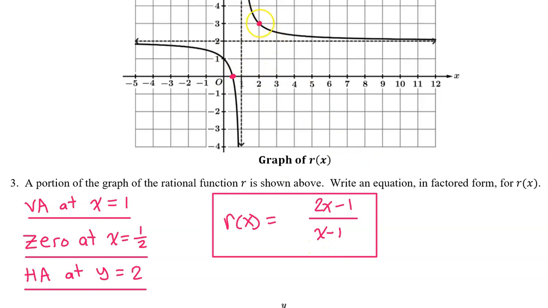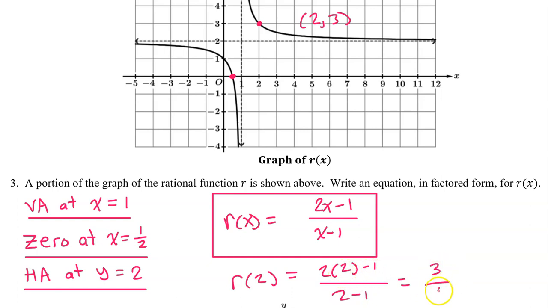Just for fun, I checked a couple other key points. For example, we have the point (2, 3) right here. If we plug in 2 for x, do we get 3 for y? Well, let's see. r of 2 would be 2 times 2 minus 1 over 2 minus 1. That's 4 minus 1, which is 3, over 1, which is 3. So (2, 3) checks out.